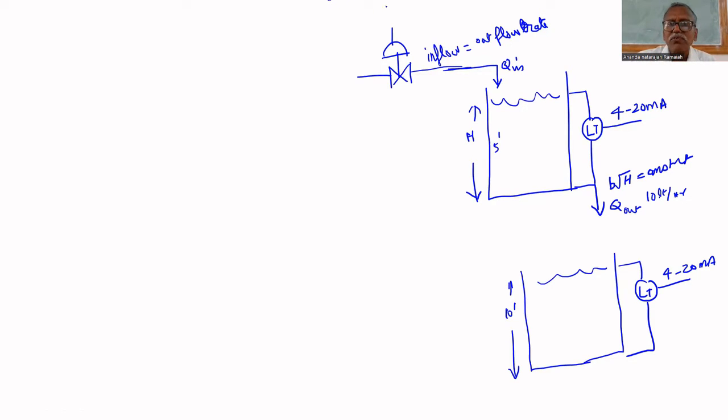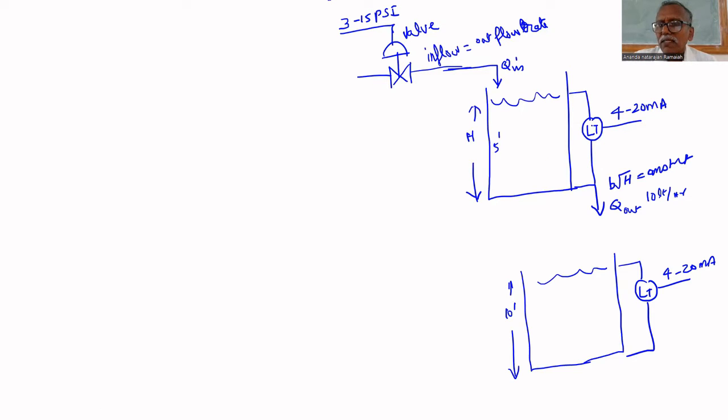This is the valve used, the pneumatic valve. The pneumatic valve means at home you will turn the valve clockwise, anti-clockwise to adjust the flow rate. Here we have to give a pressure signal, 3 to 15 psi, to adjust the valve opening. For 3 to 15 psi, the valve will adjust the inflow rate so that the level will be maintained.